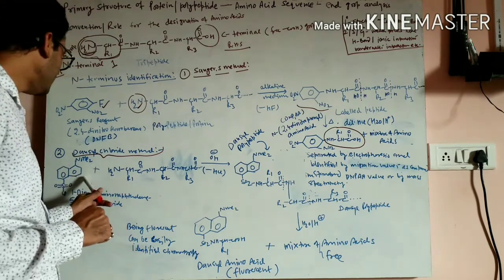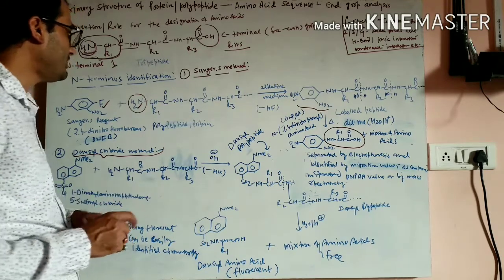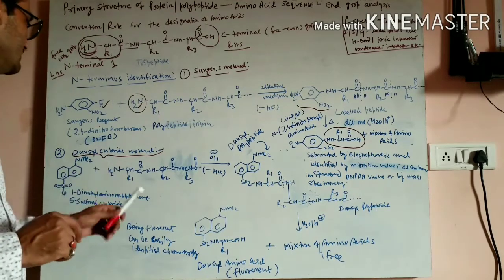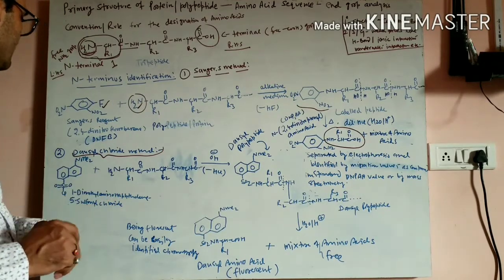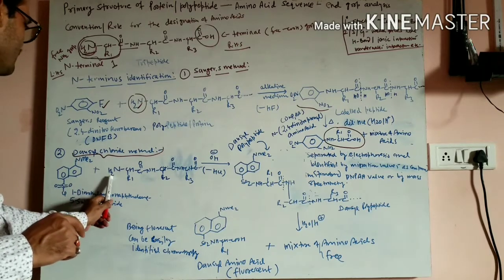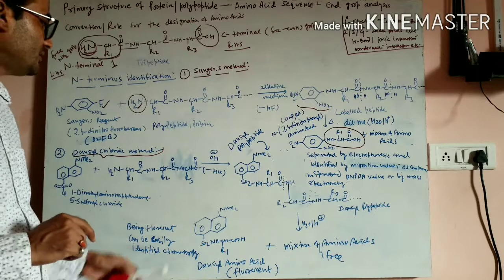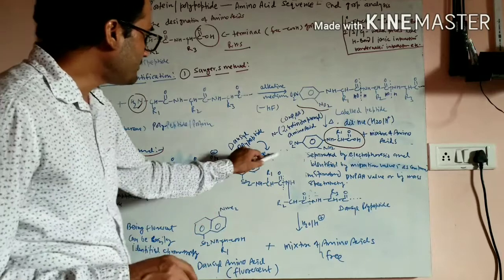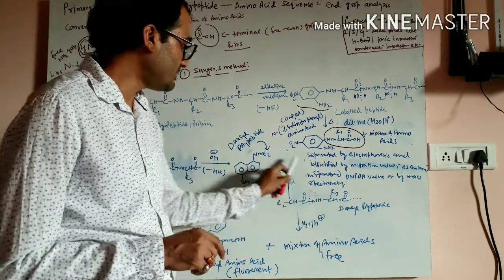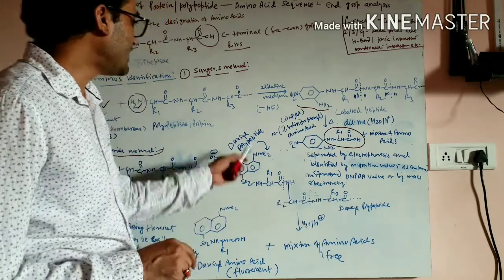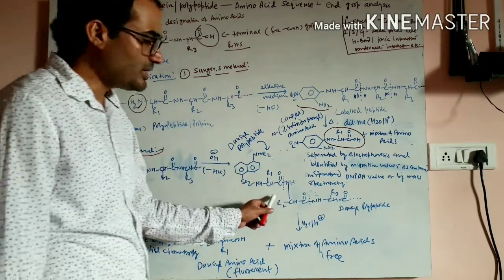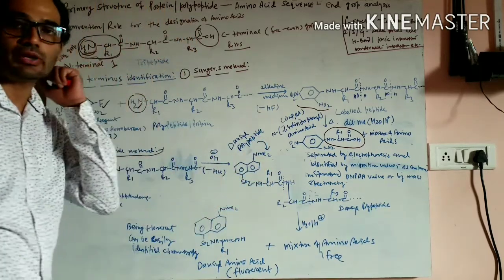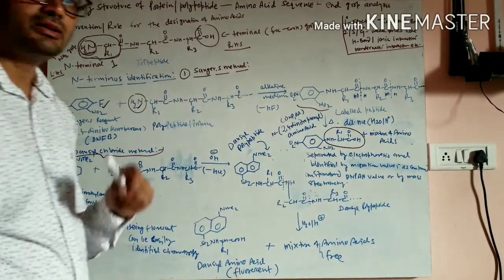When this dansyl chloride is treated with a polypeptide or a protein molecule, what will happen? It will react from the N-terminal side. This is the free NH2 from the N-terminus, and it will react with this Cl. HCl will be released, and the reaction occurs in alkaline conditions, in the presence of base, and we have this labeled polypeptide chain. This is called the dansyl polypeptide chain. This polypeptide chain is labeled from the N-terminus by the dansyl chloride.